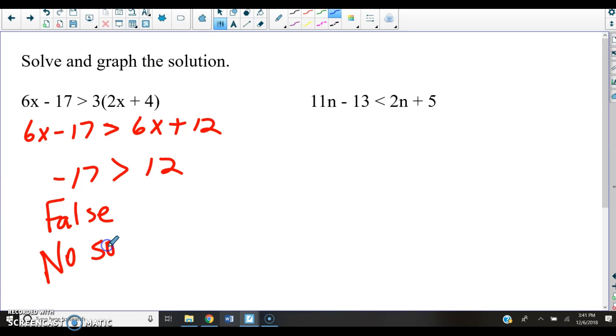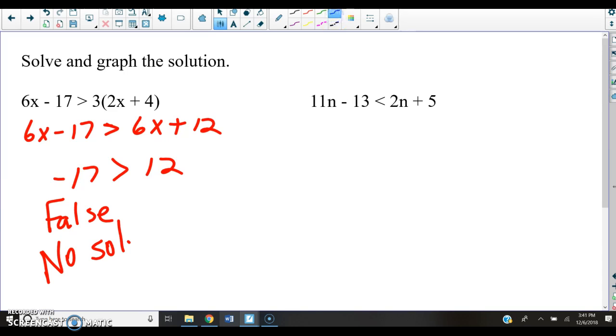There is no value for the variable to make it true. So in this case, you would have no solution. If you got something that was true, for example, if it was plus 17, then no matter what you put in for x would leave it true. So you'd have x can be any real number.